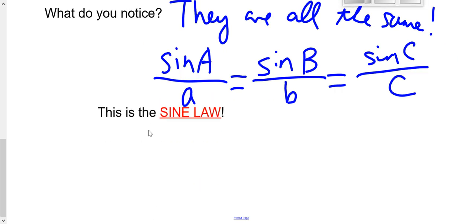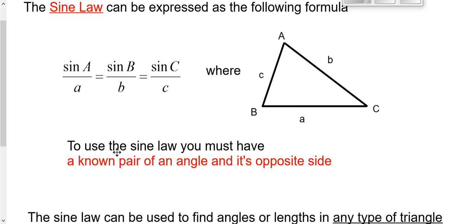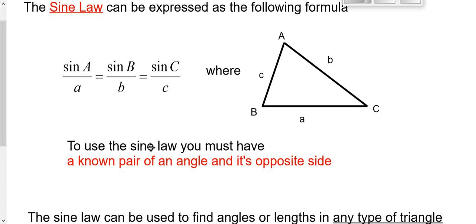So this is the sine law. It's already on the formula sheet: capital A, small a, capital B, small b, capital C, small c. You might be wondering, we know SOHCAHTOA, so why do we want to use another trig law? Well, to use the sine law, you must have a known pair of an angle and its opposite side. So you must have a matching pair.